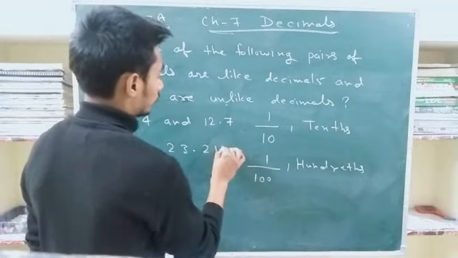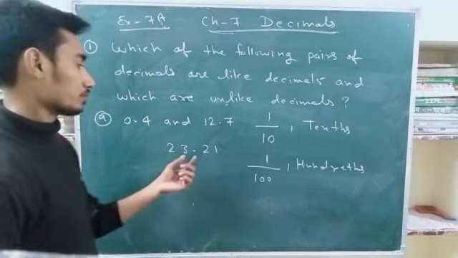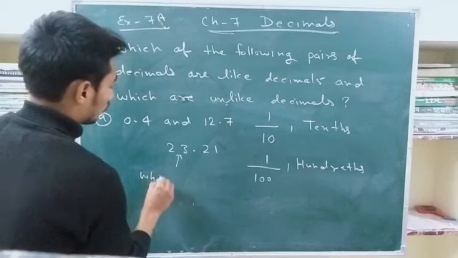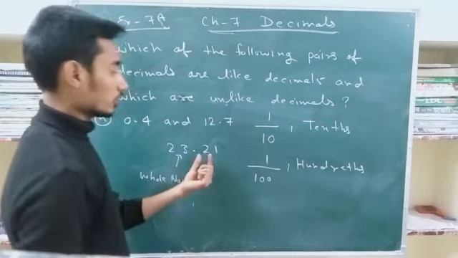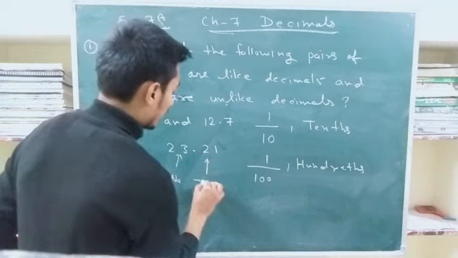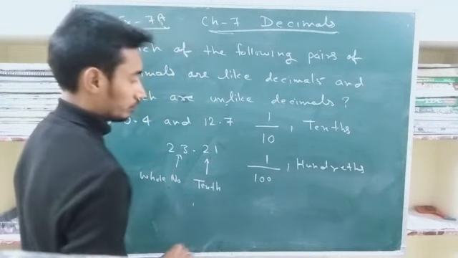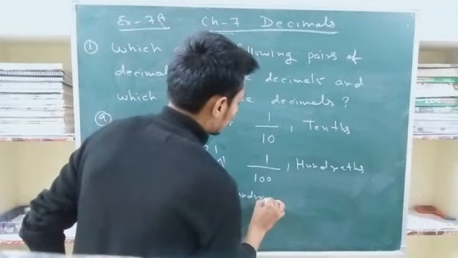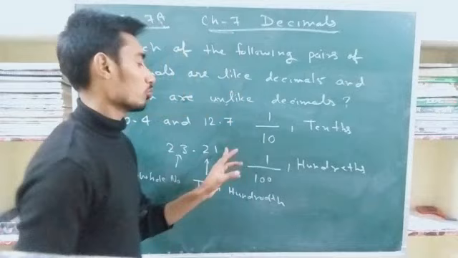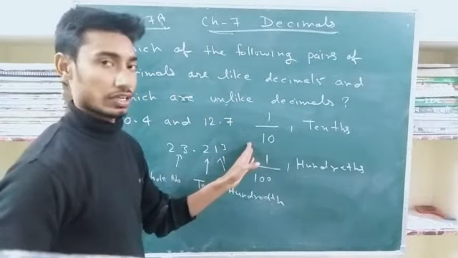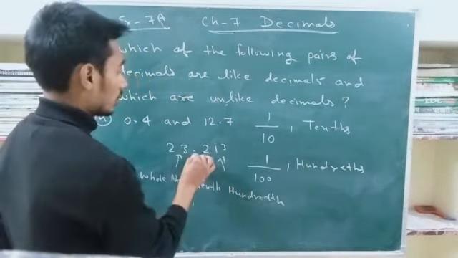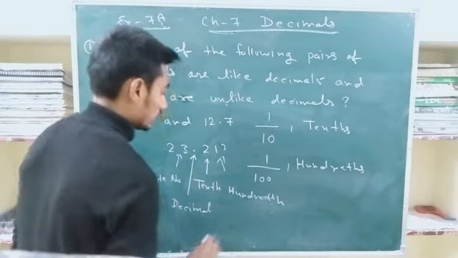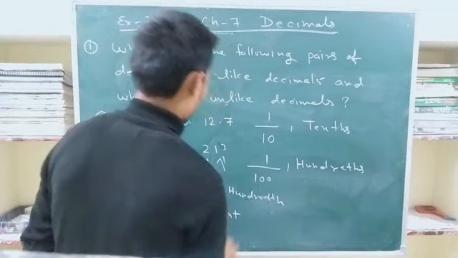And if we have a number like 23.21, this is the whole number. What do you call this? Whole number. This 2 is called the tenth part, tenth, and this is called hundredth. Furthermore, if we come to 3, this is thousandths. So that is called decimal, and this is called the decimal point.